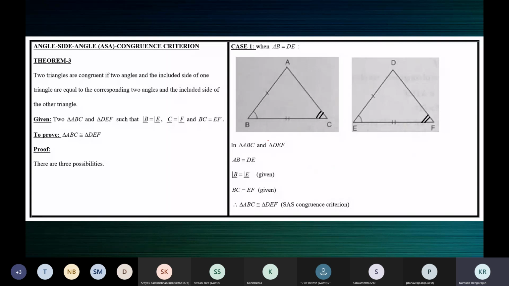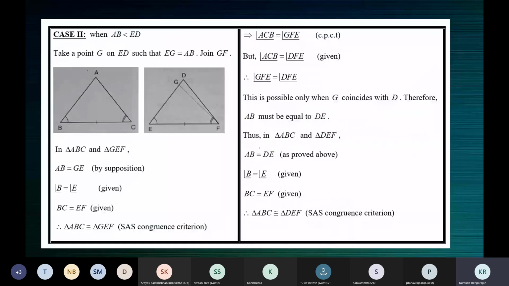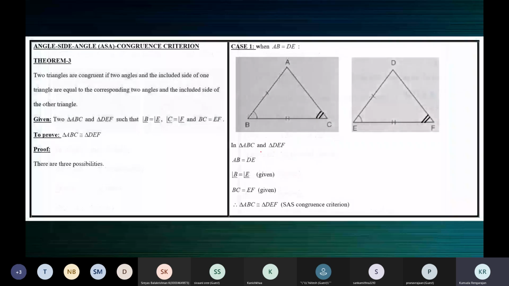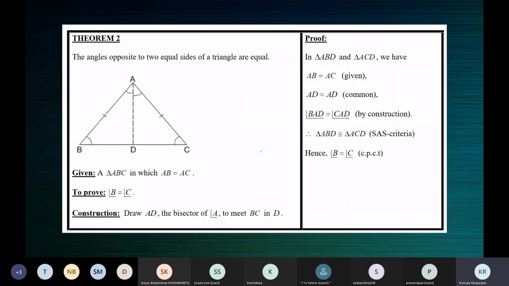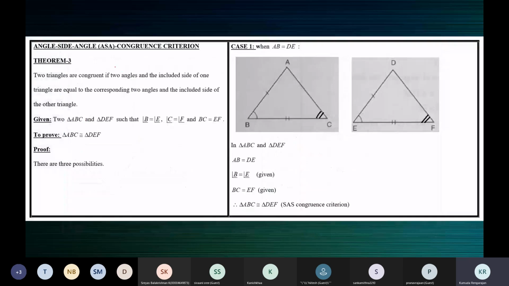This is the proof for the criterion. So nowhere we will write "by ASA." We are proving this using the already proved SAS congruence criterion. See here, we've already proved the SAS congruence criterion, so we are going to validate the ASA congruence criterion using SAS.